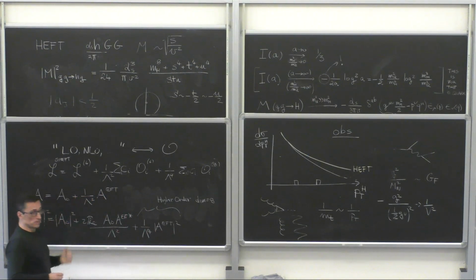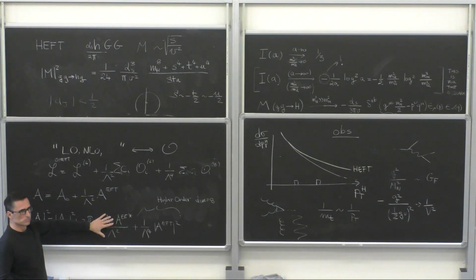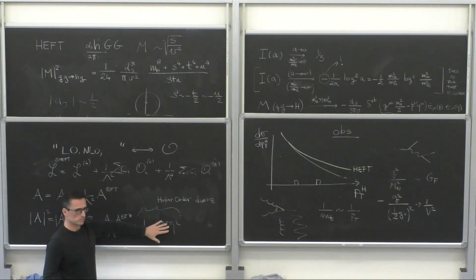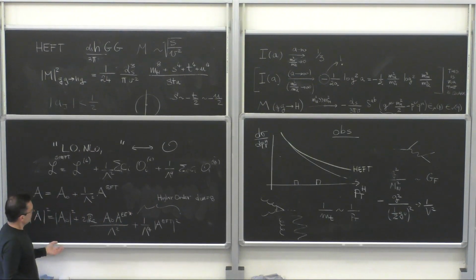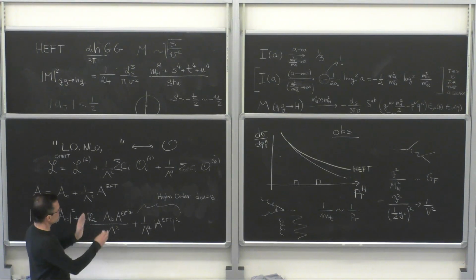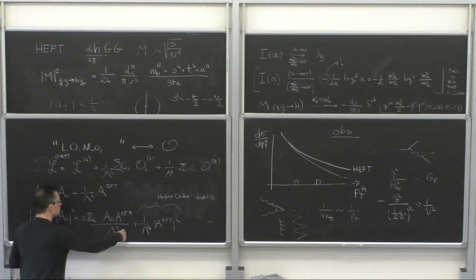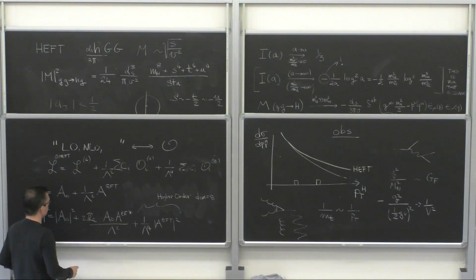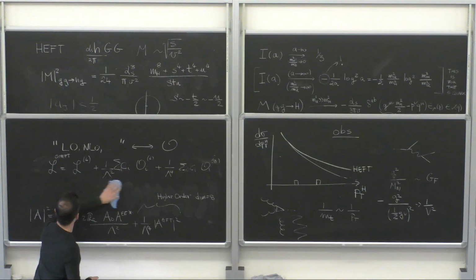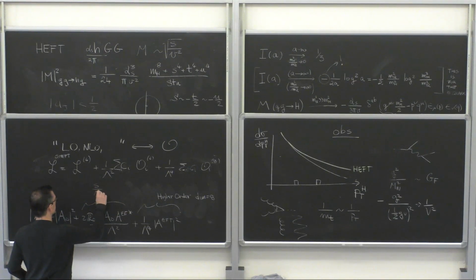But the expansion itself is valid when this thing is small, and this is smaller. Otherwise I'm not expanding in 1 over lambda, I'm doing something which I don't know what it is. So in this case we only computed this one, so it's not a good example. But imagine now I compute this one, and this grows with energy. So this term here will grow like s over lambda squared.